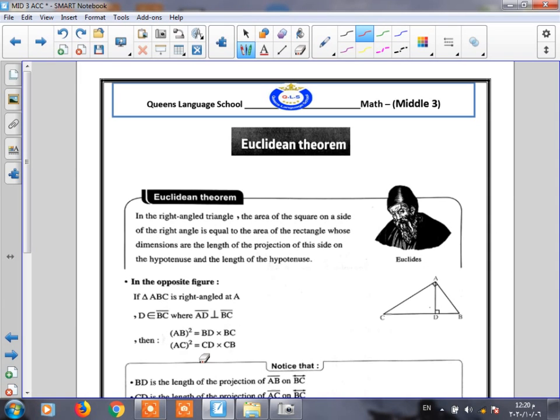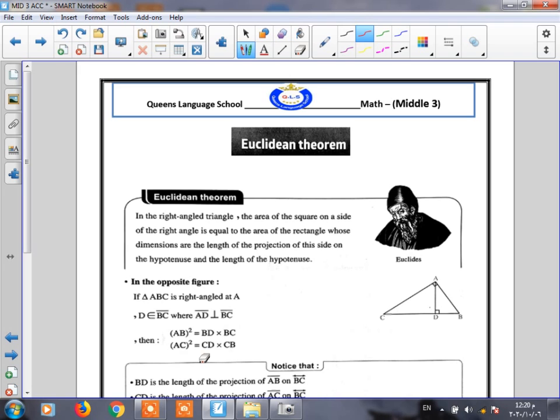Today we will talk about Euclidean theorem. What's the meaning of Euclidean theorem? It's the name of a scientist. He searched out the property that if I have a right angle triangle and from the vertex of the right angle I make an altitude.